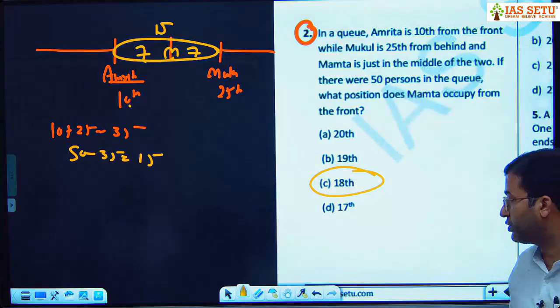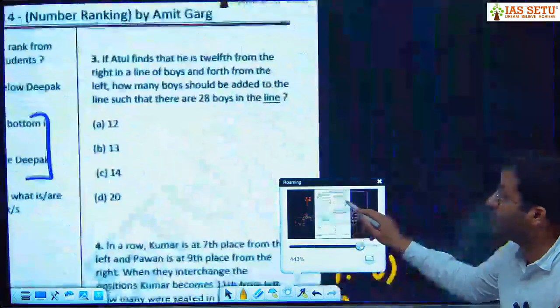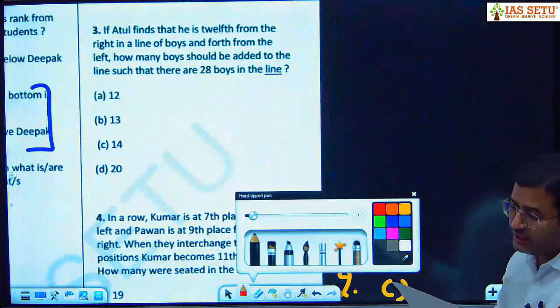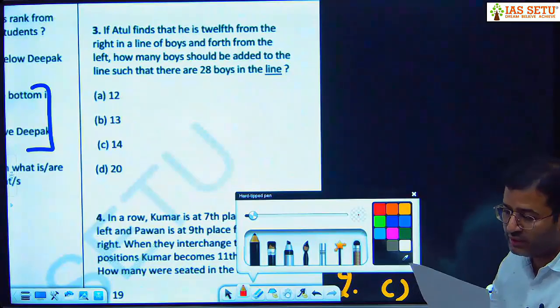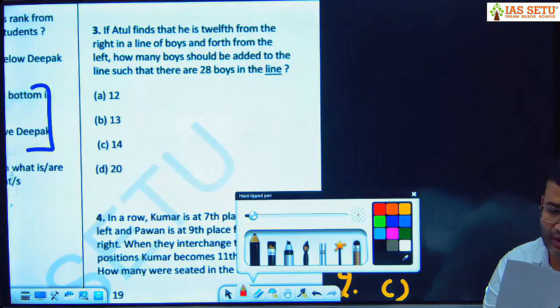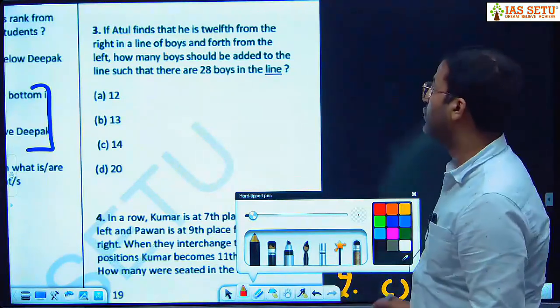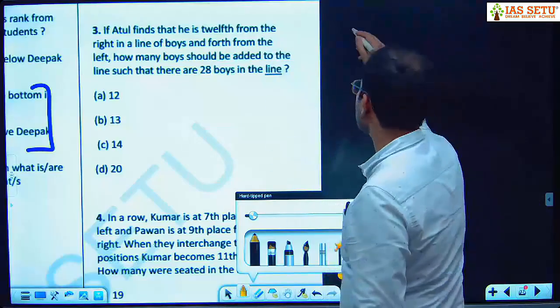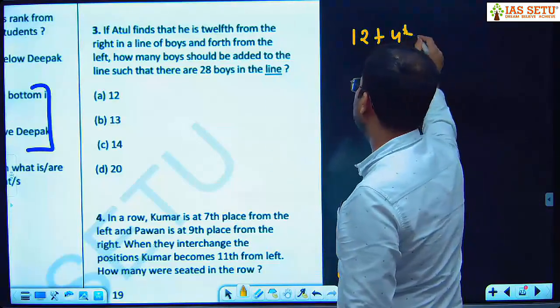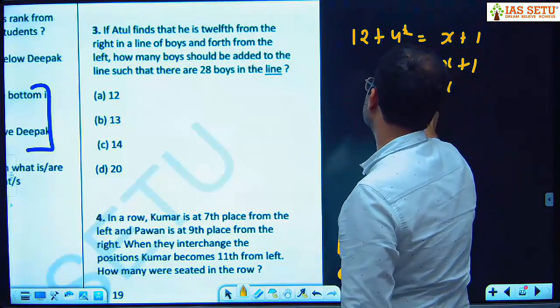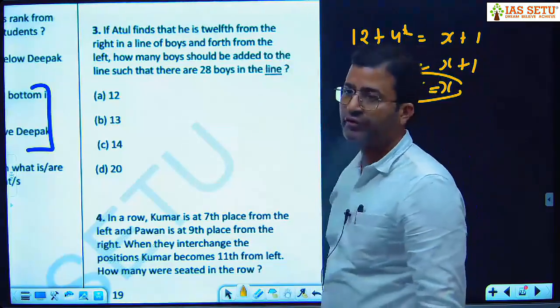Next is question number 3. If Atul finds he is 12th from the right in a line of boys and 4th from the left, how many boys should be added to the line such that there are 28 boys in the line? First you find how many boys are there. If Atul is 12th from the right and 4th from the left, so total number is x plus 1 = 16, so x is 15. So actually there are total 15 boys in the row.